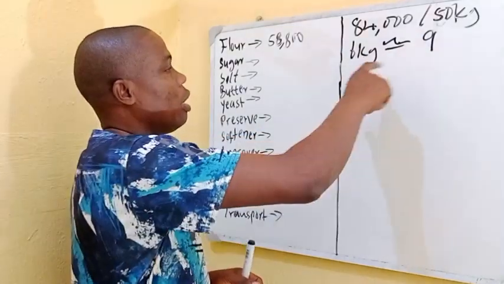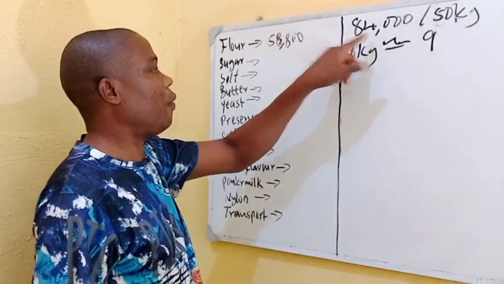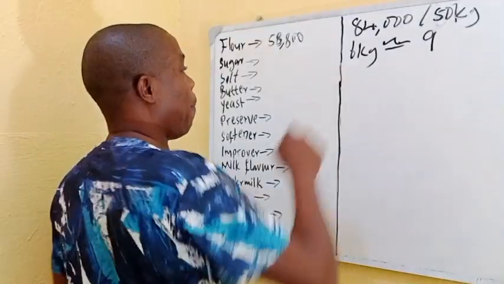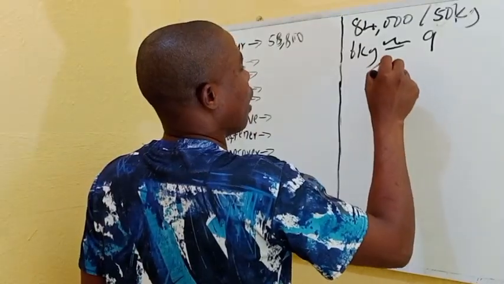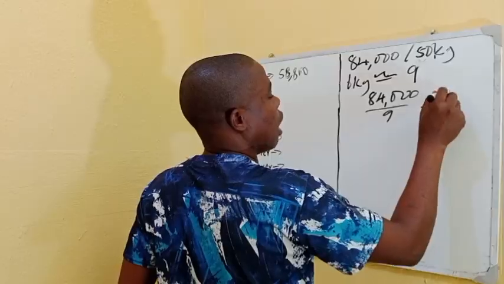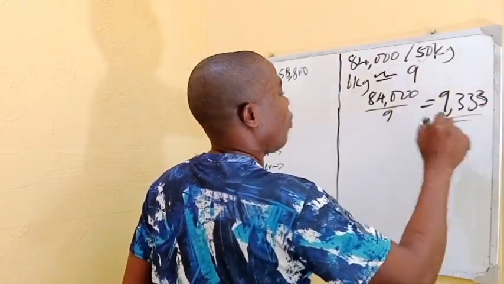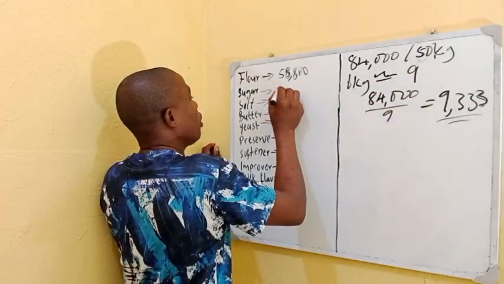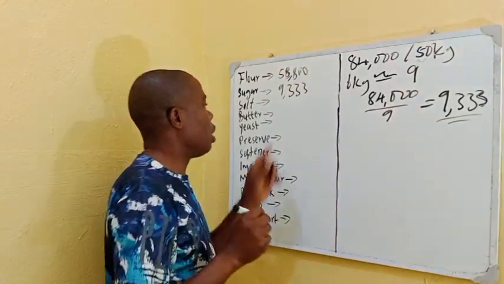So if 9 is the number of bags, that means if we divide 84,000, which is the cost of this sugar, by 9, we'll know the cost of sugar per bag. So 84,000 divided by 9 will give us 9,333 naira. So this is the cost of sugar per bag, 9,333 naira. Let's keep it there.